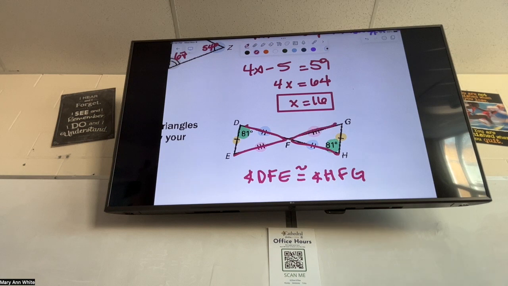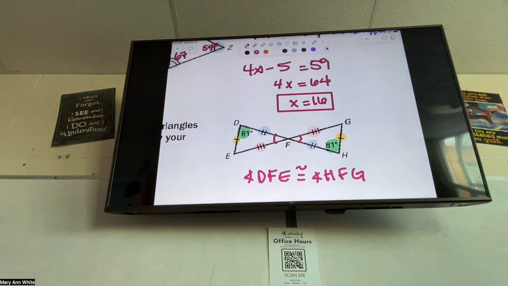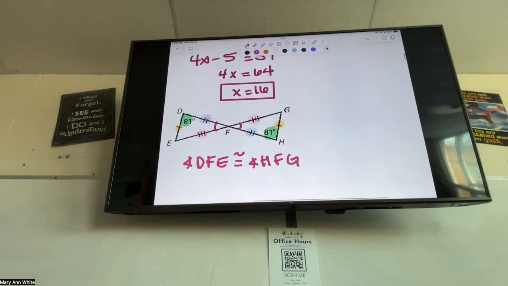And why are they congruent, Mike? You told me they were congruent, but we didn't talk about why. Vertical angles. Now, do I actually know what that angle measure is? I don't know if it's 20 or 52. I don't know what it is. I just know that they're congruent and it's because of vertical angles, okay?